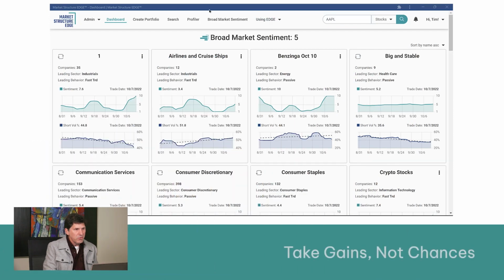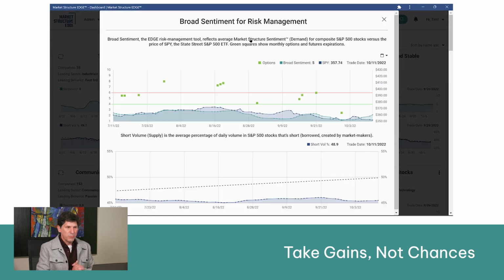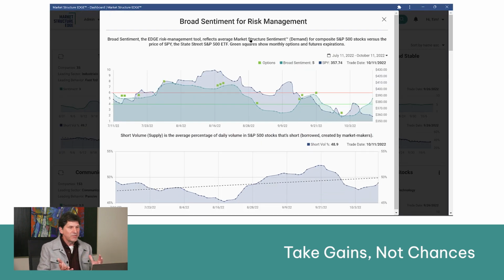Look on your screen here. This is the dashboard at Market Structure Edge, and notice broad market sentiment is in the navigation pane, right above your dashboard that has all your portfolios. Click through that, and broad market sentiment is our gauge for knowing when we should have more money at work in the market and when we shouldn't.